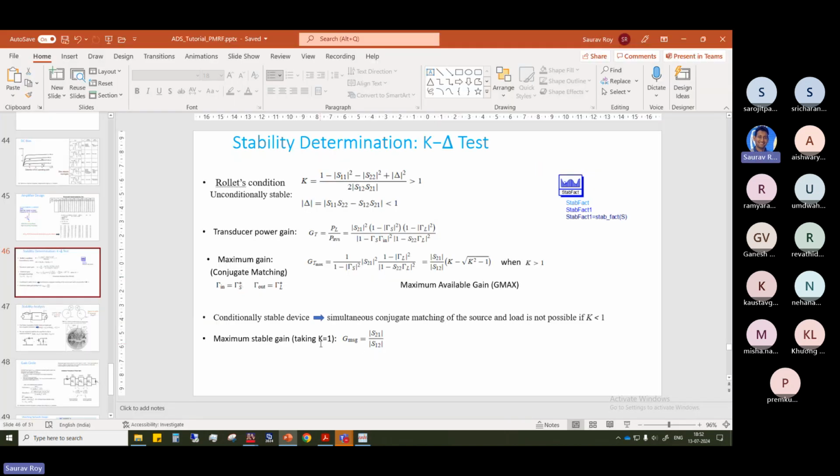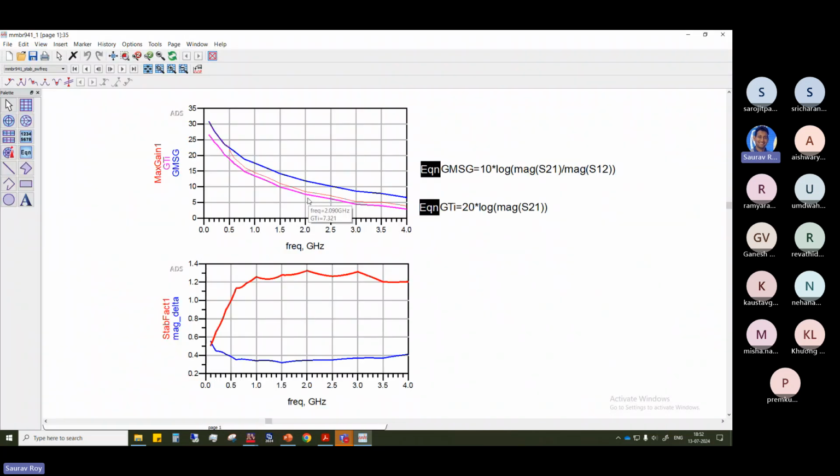This is because maximum stable gain is defined for k equals 1. And the maximum gain we have here is also dependent on k. If you put k equals 1, maximum gain and maximum stable gain both become the S21 by S12 ratio. Now, because we are able to push them out backside, we made it marginally stable, that is k equals 1. That's why at 500 megahertz, both of them become equal. That is because we have put the resistance now. At other frequencies, it might not be, as you see, they are different.